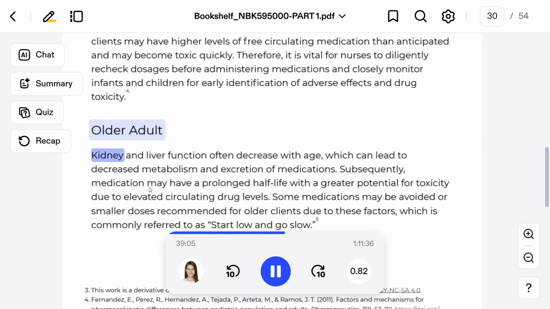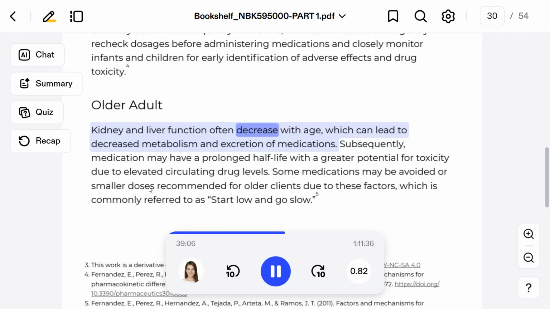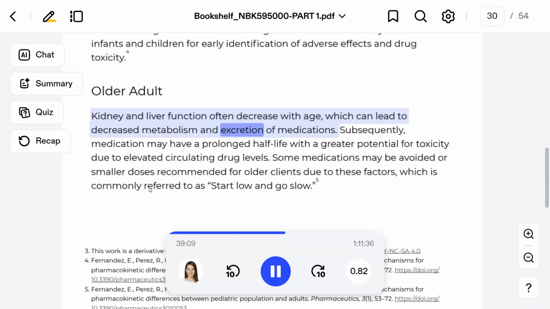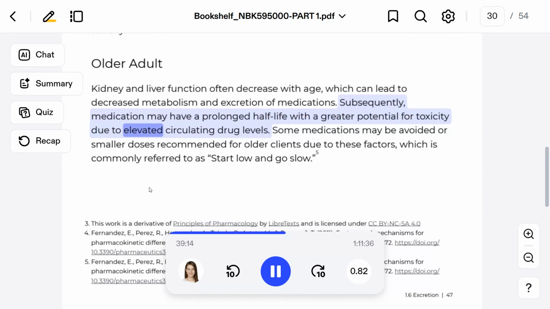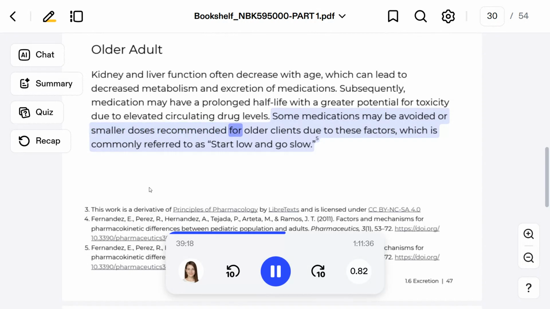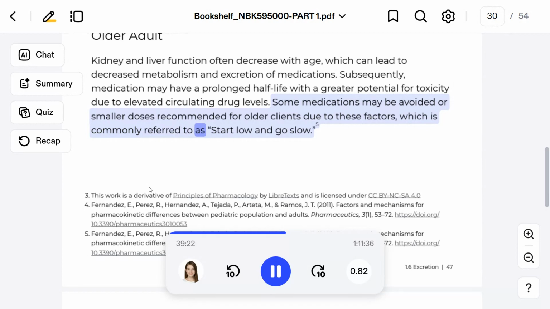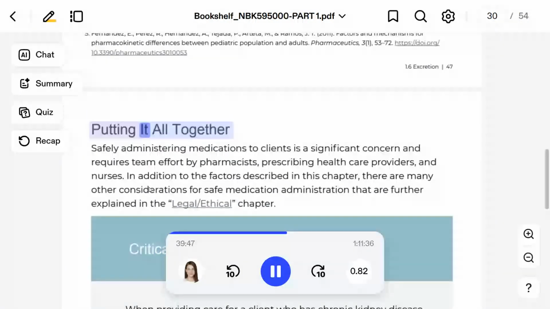Older adult. Kidney and liver function often decrease with age, which can lead to decreased metabolism and excretion of medications. Subsequently, medication may have a prolonged half-life with a greater potential for toxicity due to elevated circulating drug levels. Some medications may be avoided or smaller doses recommended for older clients due to these factors, which is commonly referred to as start low and go slow.